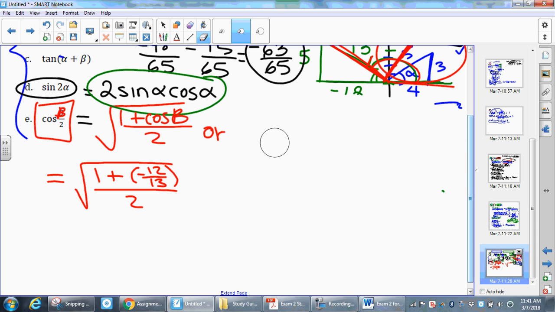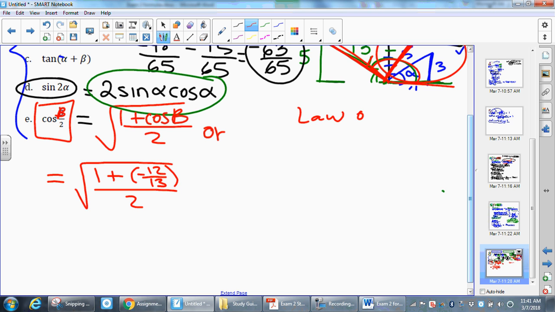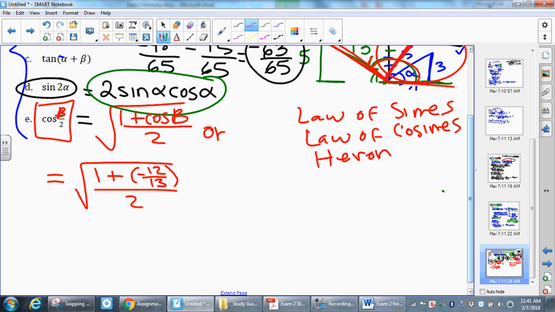What other formulas do you guys need to know for the test? Law of sines? Pythagorean identity. Yes, and also the law of cosines. And also Heron's formula, the one that goes like this, S minus A, S minus B, S minus C. I'll just give you guys that.